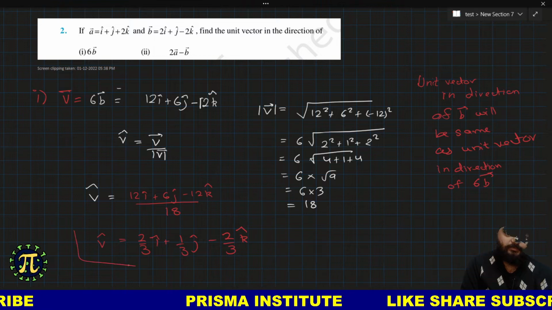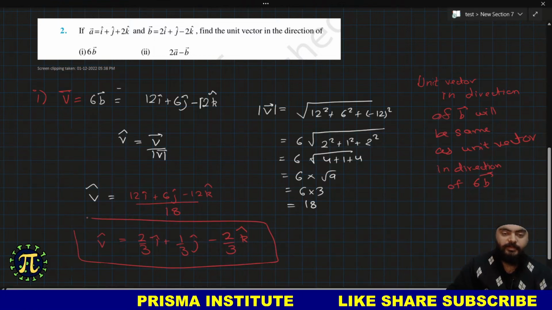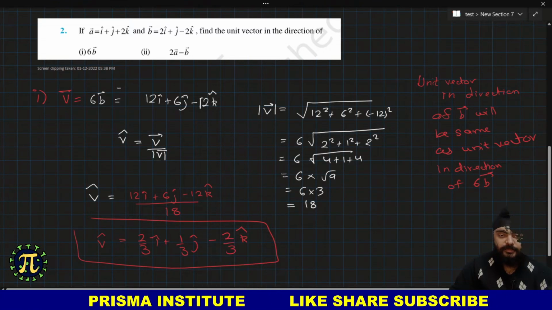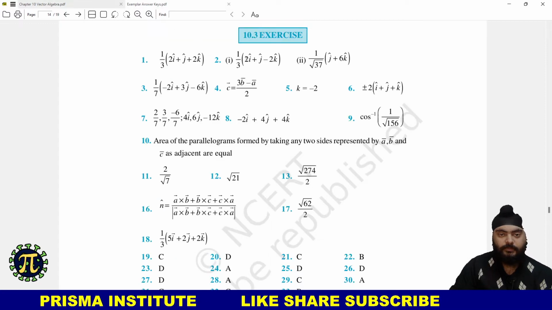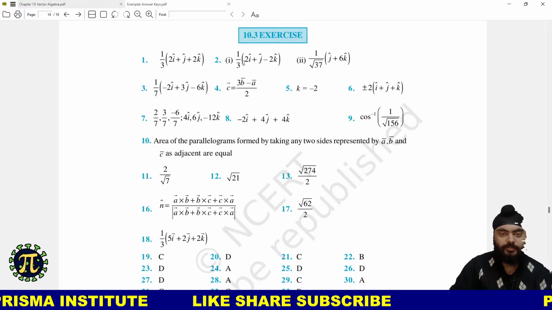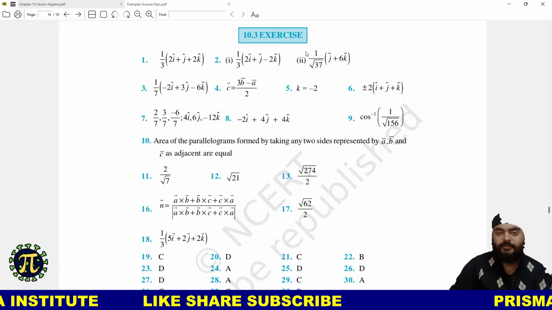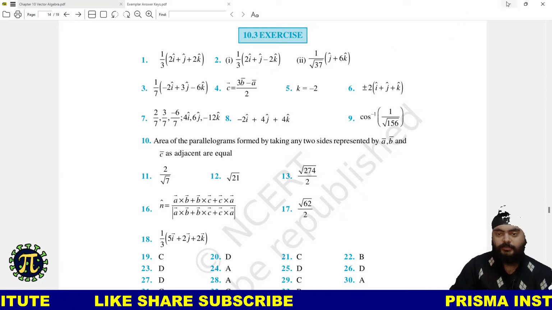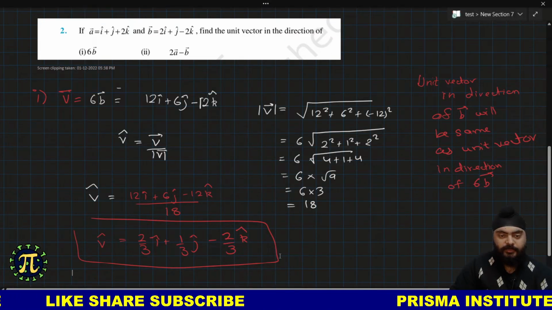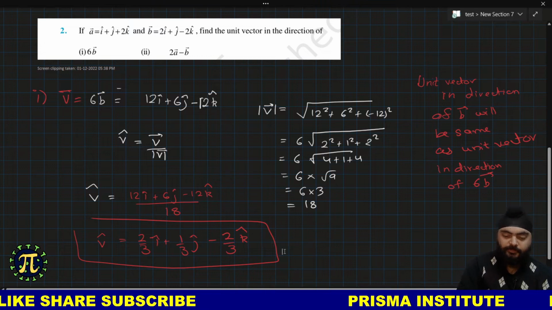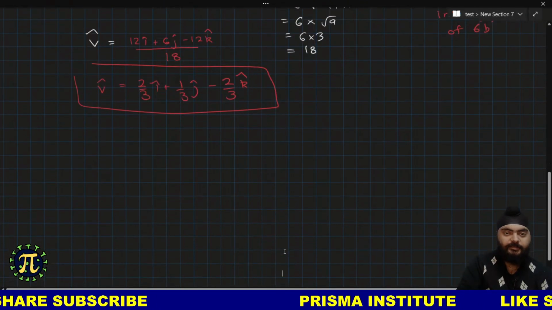So let's check our answer for the first part here. The answer of the first part is 2/3 i cap, 1/3 j cap, and minus 2/3 k cap, so correct. So let's do the second part: we will now define the unit vector in the direction of 2a minus b.